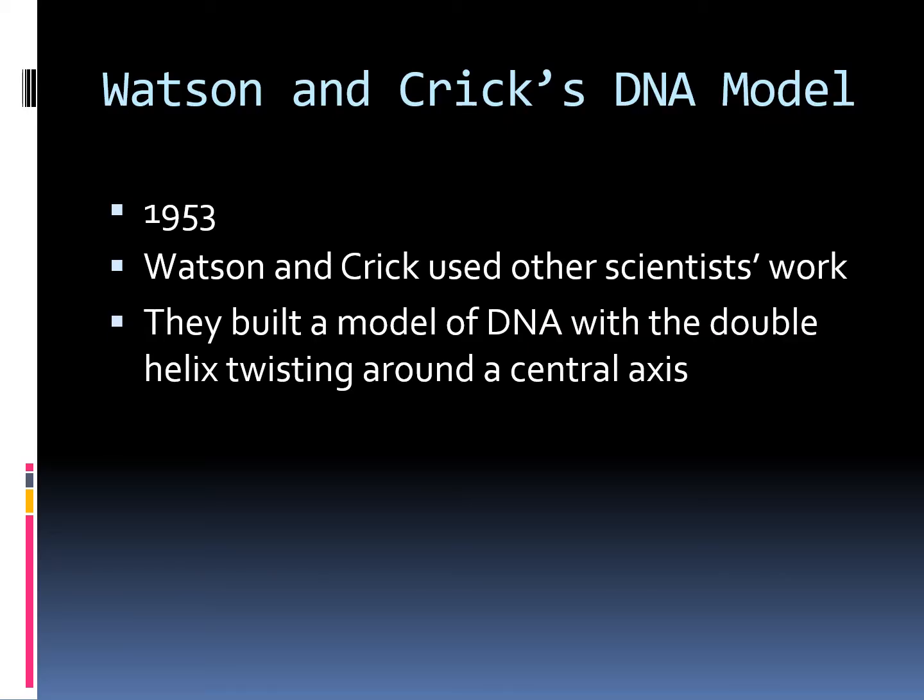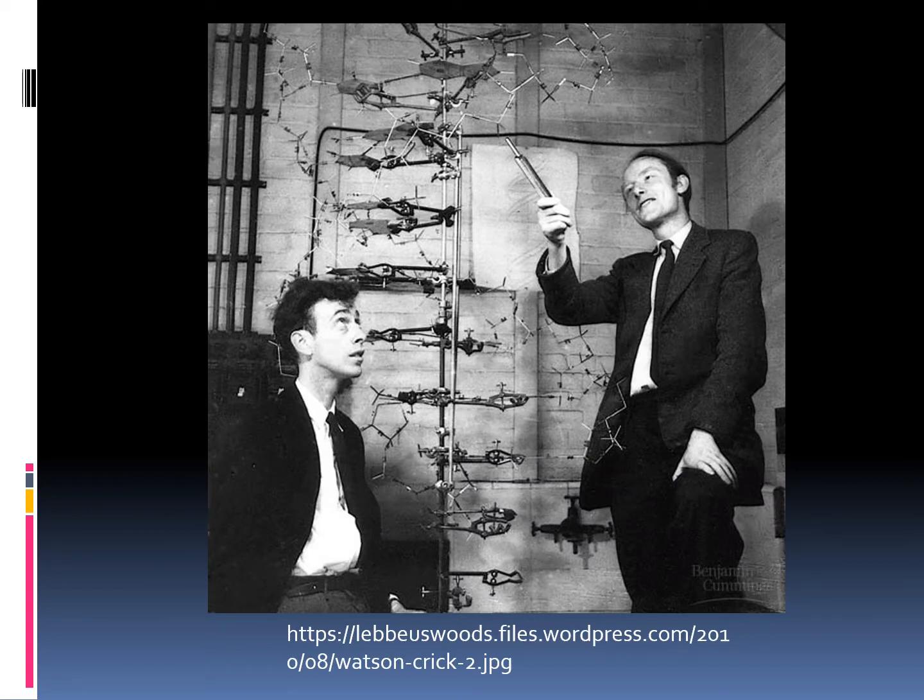Watson and Crick. So these guys kind of used other scientists' work, and this is a nice way of describing it. They used other scientists' work, and they built a model of DNA with a double helix twisting around a central axis. So this is the DNA model they created. Yeah, they used other people's work. I'll say that much.